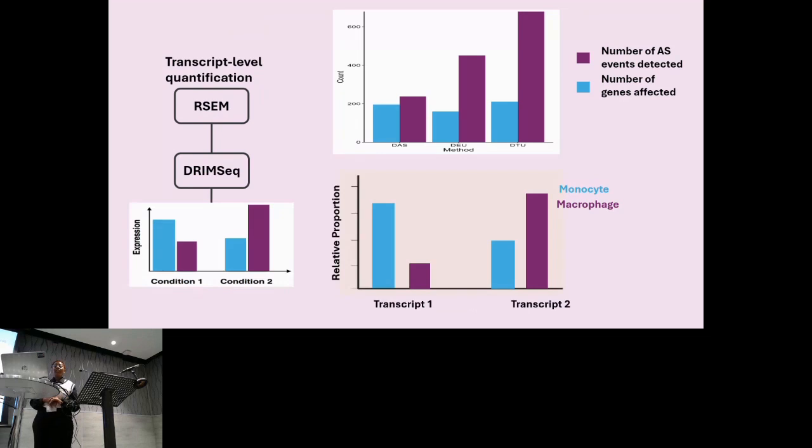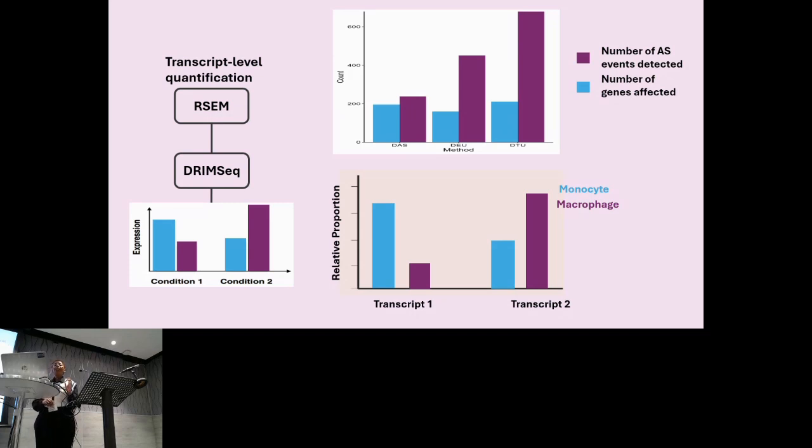Transcript level quantification was performed using RSEM to calculate the estimated transcript abundances in our monocytes and our macrophages. These estimated abundances were then used by DRIMSeq to calculate the statistical significance in the differences between these abundances between our monocytes and macrophages.